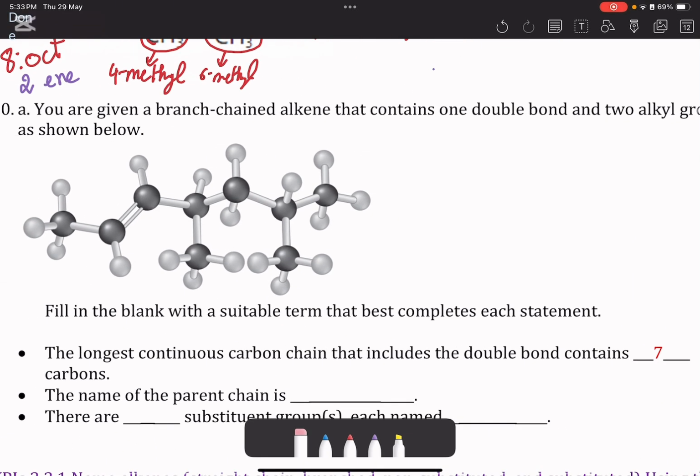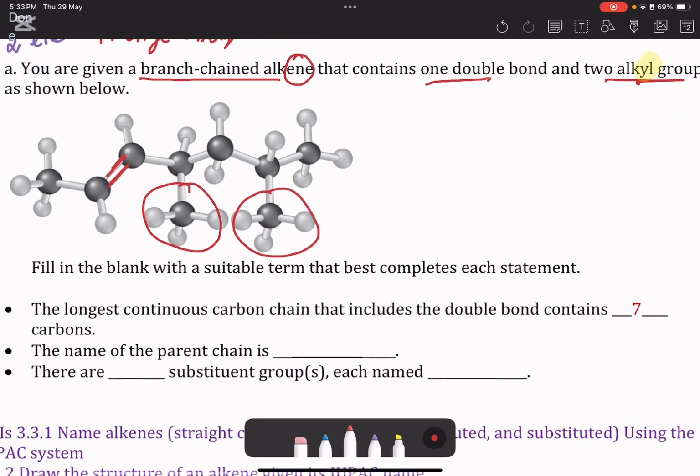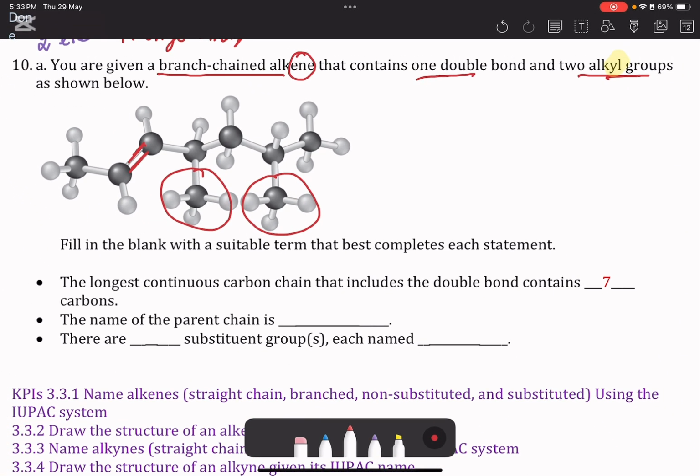Next, you are given a branched chain. So there are branches. Okay. Alkene. So there is a double bond which is over here. It contains 1 double bond and 2 alkyl. YL means I have branches. So the longest continuous chain of carbon that includes the double bond is of 7 carbons. 1, 2, 3, 4, 5, 6, 7.